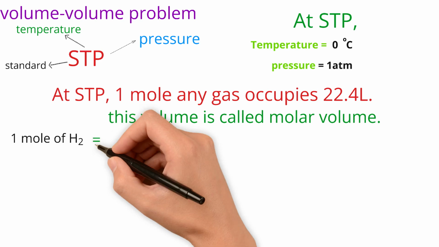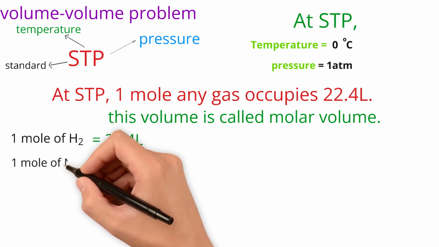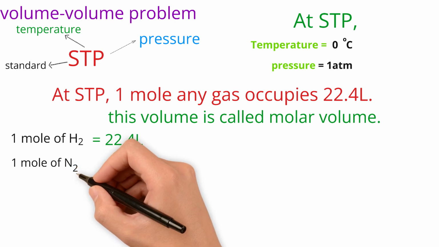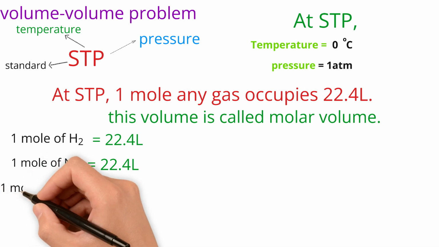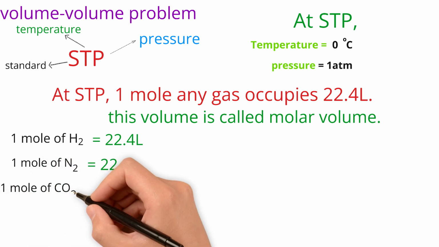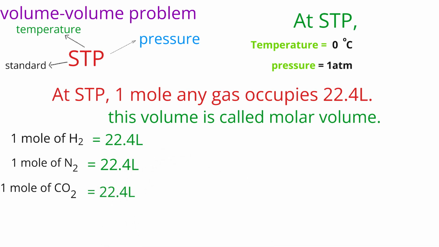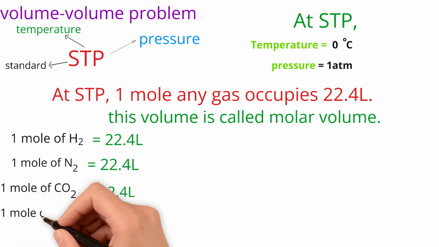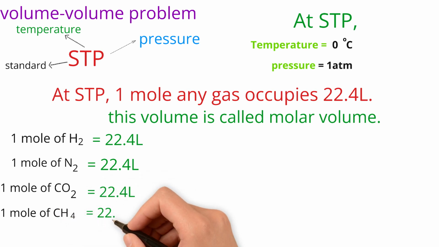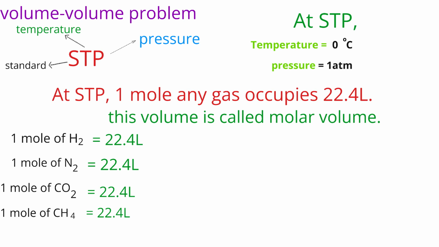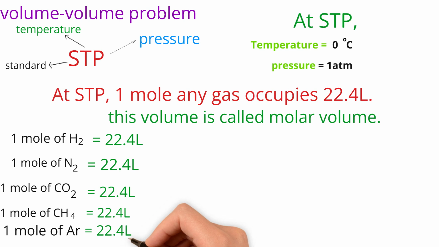Let me give you different examples. 1 mole of hydrogen molecule is equal to 22.4 liters. 1 mole of nitrogen molecule occupies 22.4 liters. 1 mole of carbon dioxide occupies 22.4 liters. 1 mole of methane occupies 22.4 liters. 1 mole of argon occupies 22.4 liters.